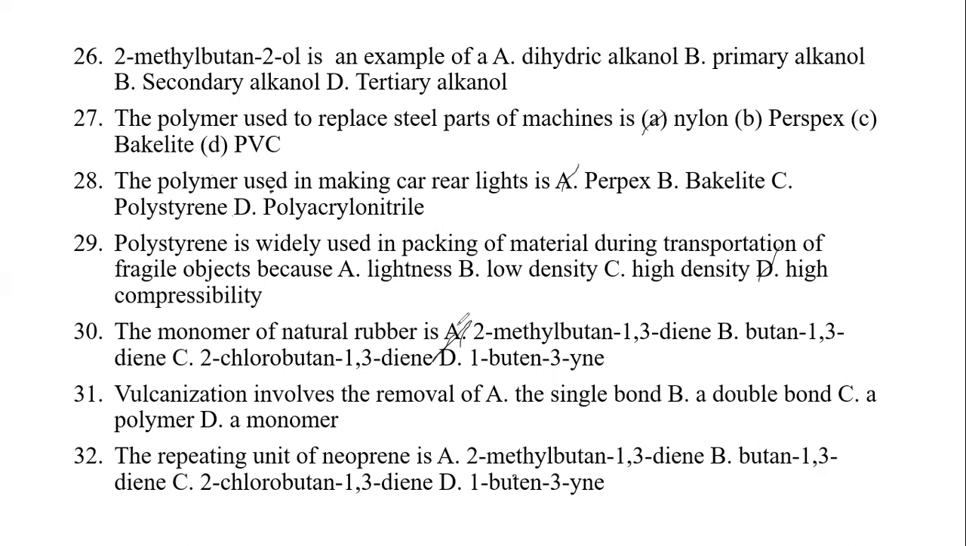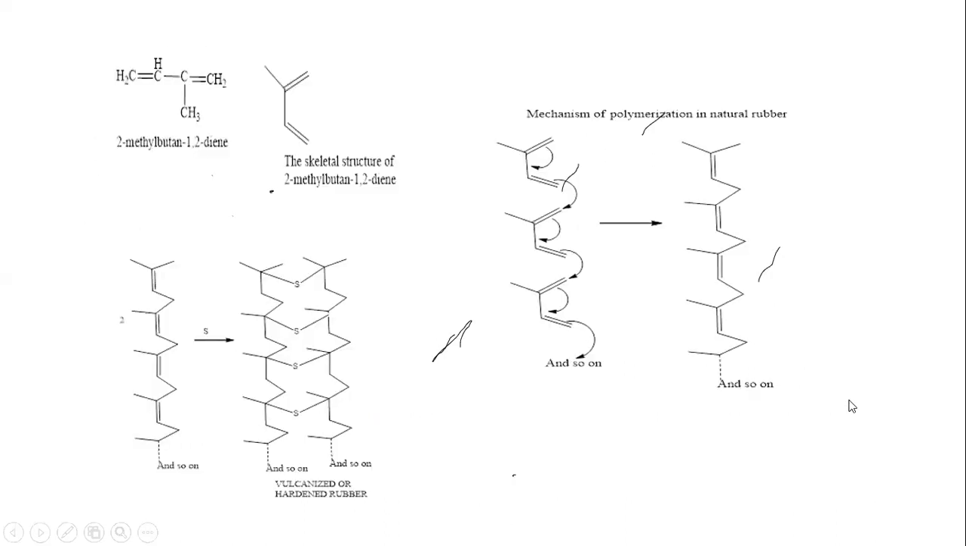The IUPAC nomenclature of isoprene is 2-methyl-buta-1,3-diene. Now, question number 31 says that vulcanization involves the removal of a single bond, a double bond, a polymer, a monomer. As I explained earlier, I prepared a slide. Look at the next slide.